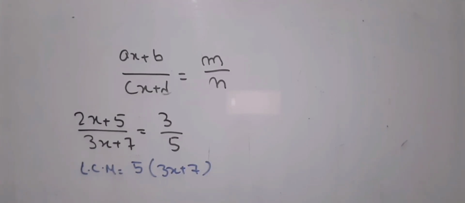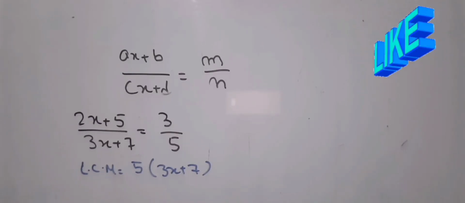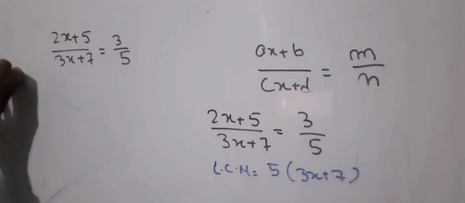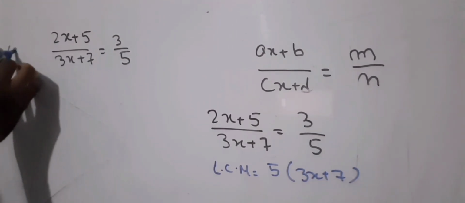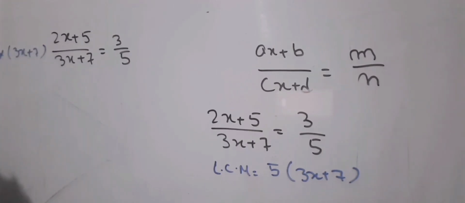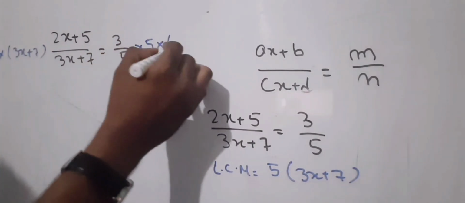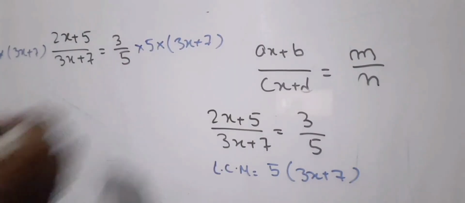Now, as I told you in the second video, multiply the complete LCM on both sides. So this is my equation, and this is the LCM. I simply have to multiply on both sides. So 5 is there, I need to multiply, and 3x plus 7 I need to multiply. That side also the same thing, 5 and 3x plus 7 I need to multiply.